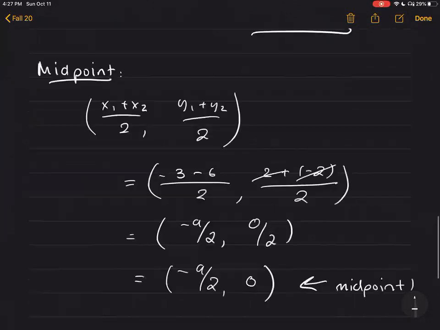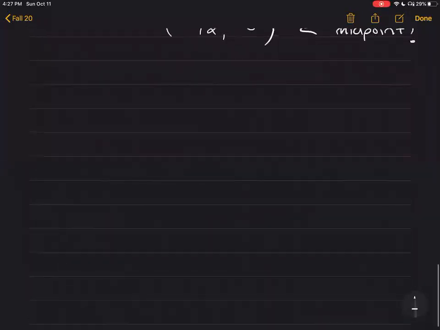Cool. So that is how we use the distance and midpoint formulas. And so let's talk about using our point plotting ideas and abilities to sketch graphs of functions. So, sketching graphs.